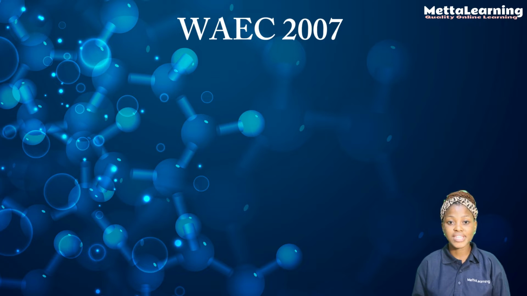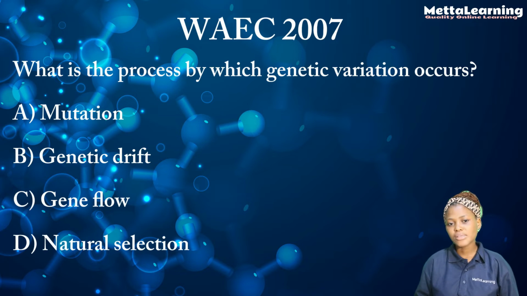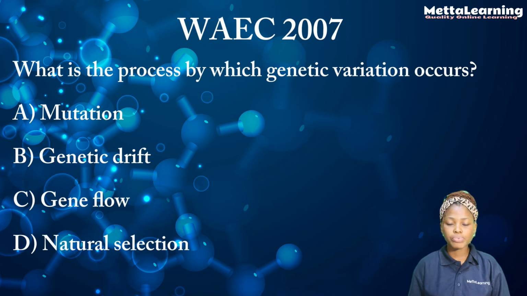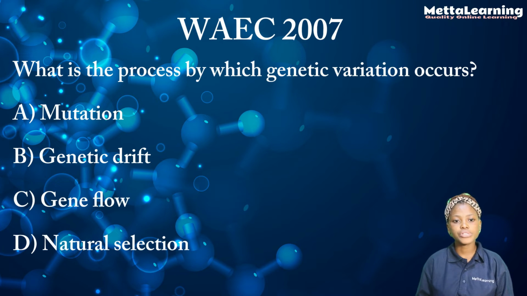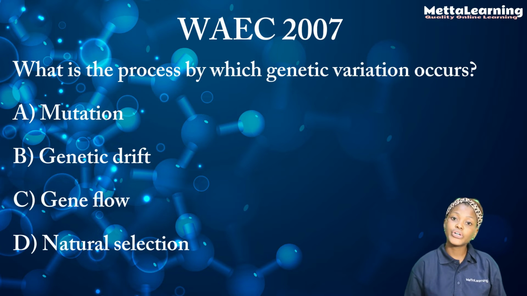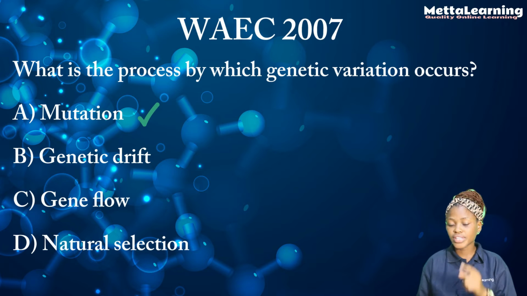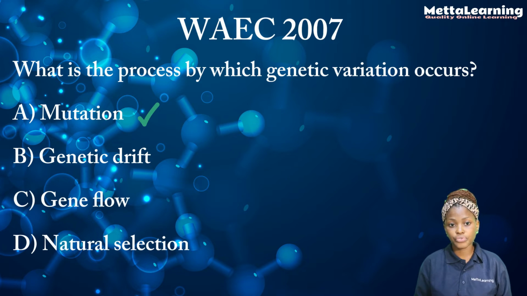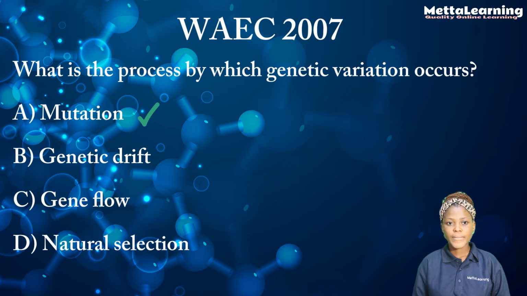2007, objective question 10. What is the process by which genetic variation occurs? Option A, mutation. Option B, genetic drift. Option C, gene flow. And option D, natural selection. Mutation is the correct answer. It's a process by which genetic variation occurs.